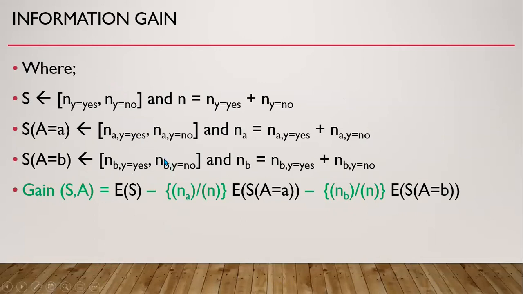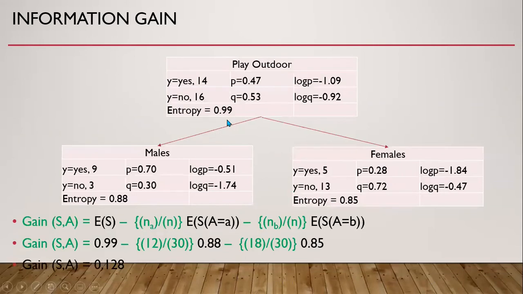This formula has been expanded for an attribute with two possibilities, A and B. So let us see with our same example. We have a set of 30 students and we split them on the basis of gender. There are 12 male students, of whom 9 play outdoor, and 18 female students, of whom 5 play outdoor games. And these are the probabilities, and these are logarithms to the base 2.